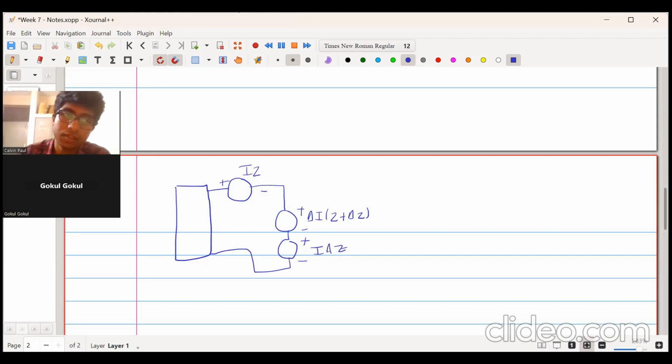Is there any doubt till this? No, sir. Okay. And what is the current flowing? Current flowing is I plus delta I.